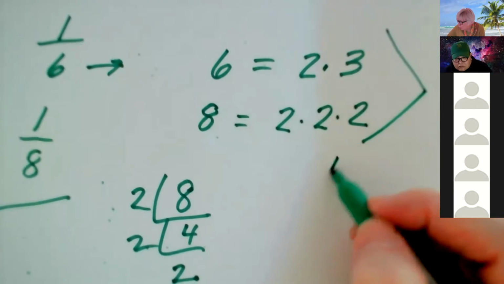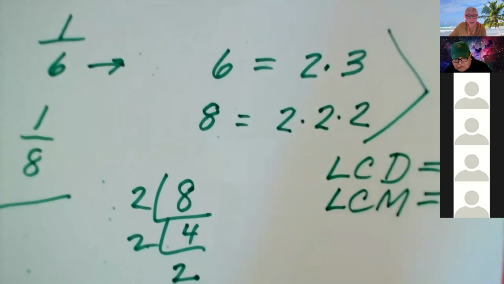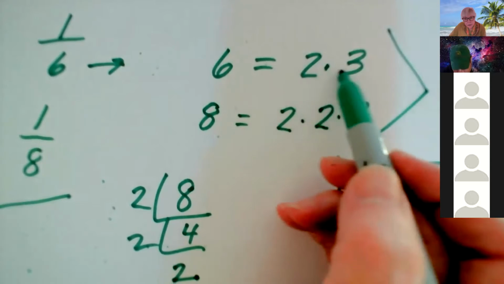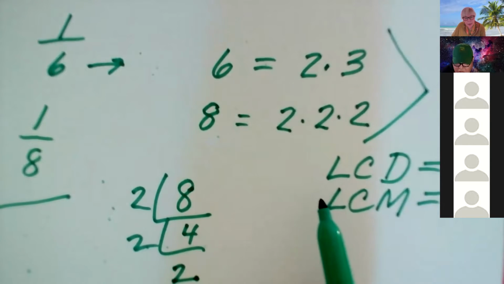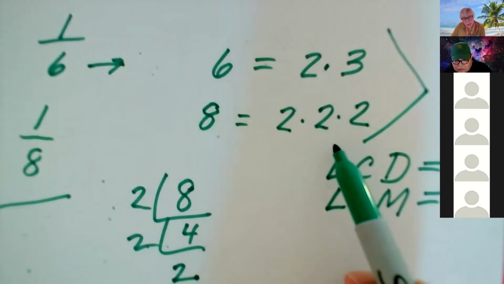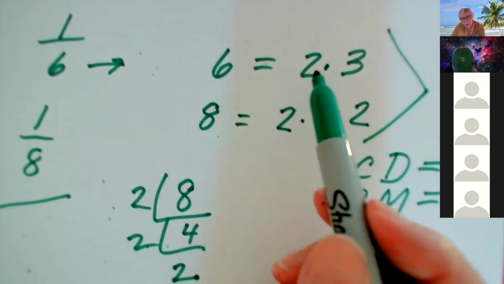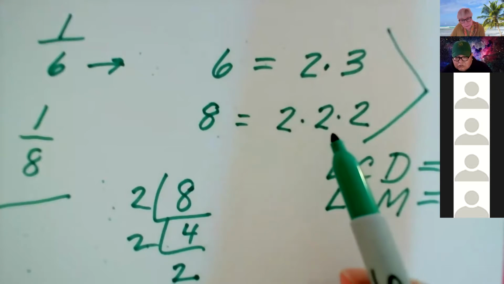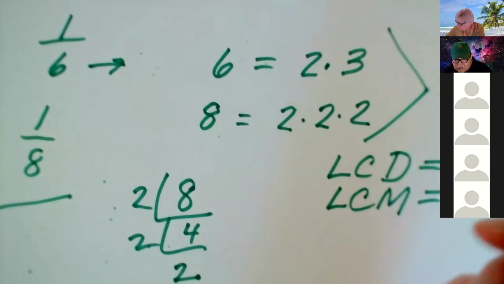When you go for the lowest common denominator, which is also referred to as the least common multiple, you've got 2's and you've got a 3. This answer, your best denominator, your lowest denominator, has to do with these factors. And so as far as the 2's are concerned, we have 3 here and 1 here. We have to take the most. So as far as the most is concerned, it would have to be 3 of them.